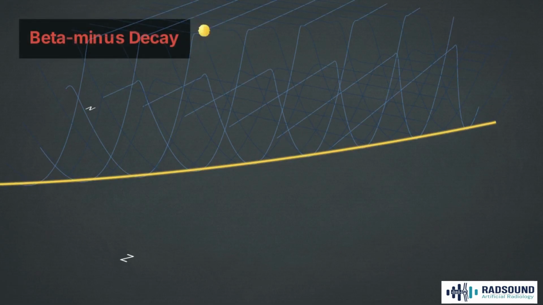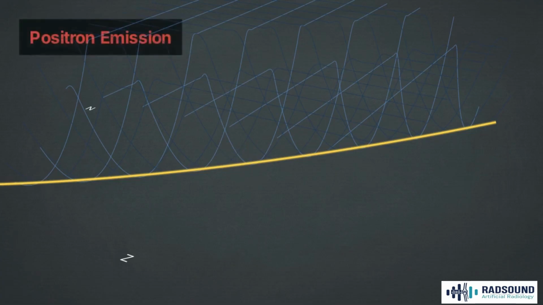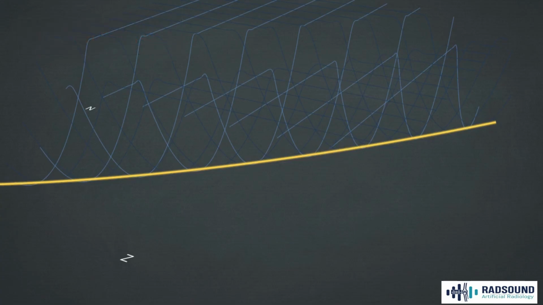Isotopes above the line are neutron-rich. They undergo beta-minus decay, converting a neutron into a proton and emitting an electron. This moves them down and to the right on the chart. Isotopes below the line are proton-rich. They undergo positron emission, converting a proton into a neutron and ejecting a positively charged electron. This moves them up and to the left.